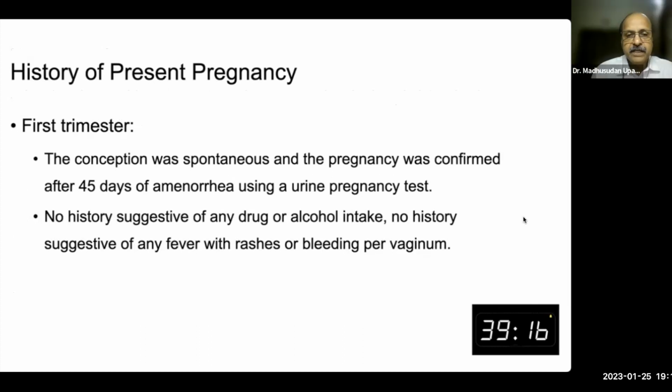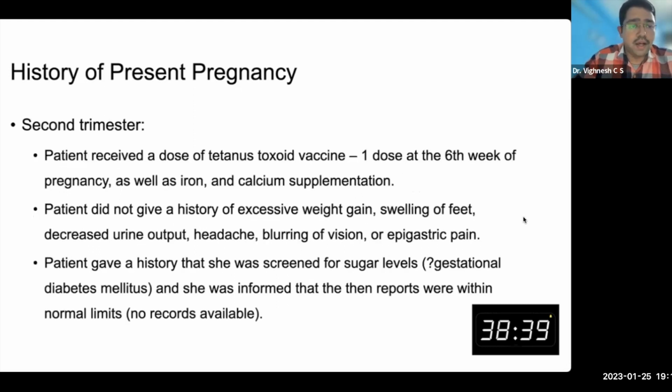When you talk about the LMP, it's always better to put up the EDD also at the same place, just like an obstetric case. Okay. And the history of present pregnancy. In the first trimester, the conception was spontaneous. The pregnancy was confirmed after 45 days of amenorrhea using a urine pregnancy test. No history of any drug or alcohol intake, and no history of any rash, fever, or bleeding per vagina. The patient did, however, give a history of taking folic acid tablets.